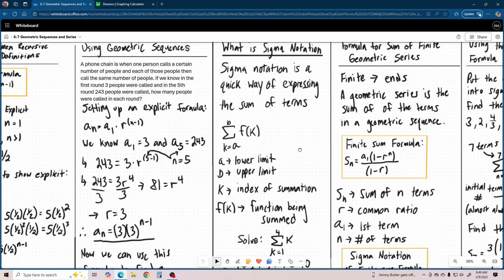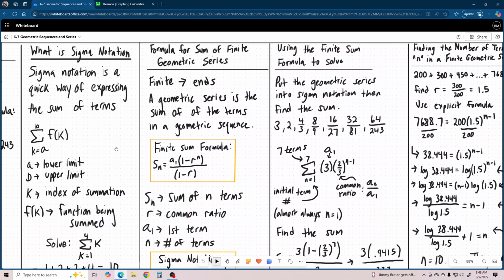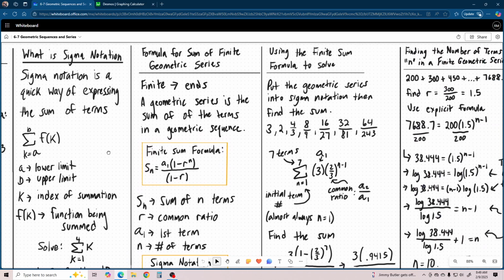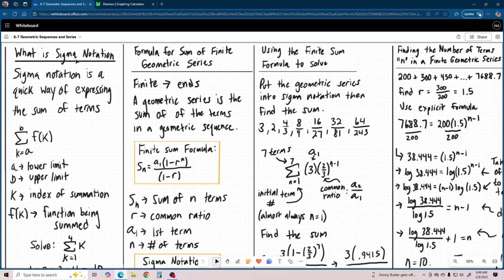All right. What is sigma notation? This is the way we talk about sums. We talk about sums with sigma notation. Sigma notation is a quick way of expressing the sum of terms.